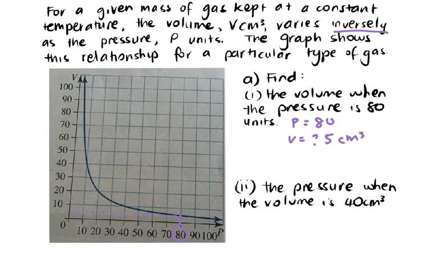For the second part of A, it says the pressure when the volume is 40. So this time we have our volume at 40, and we need to find the pressure. So this time we're going to 40 on our graph, and we're going to go across, and this time it's a little bit easier because it's on the lines. It's going to be a lot more of an accurate value. And so we can see that it's 10 units for that pressure. So when the volume is 40 centimetres cubed, the pressure is 10 units.